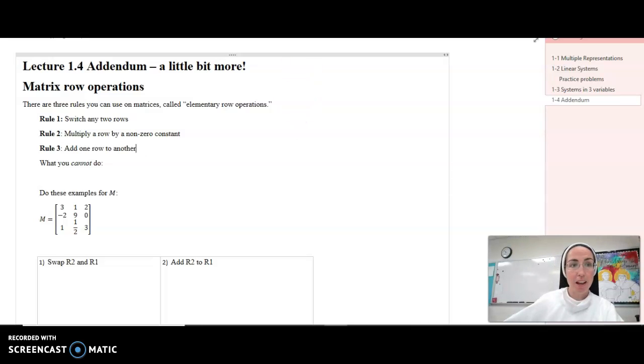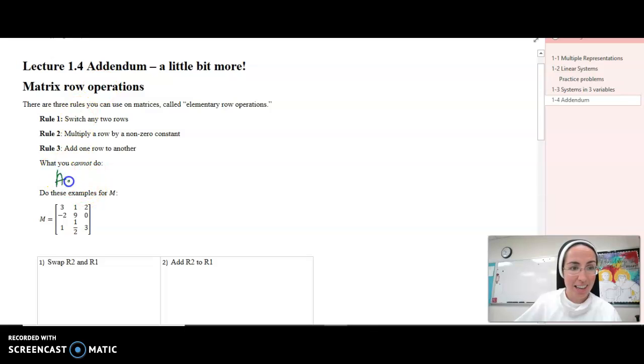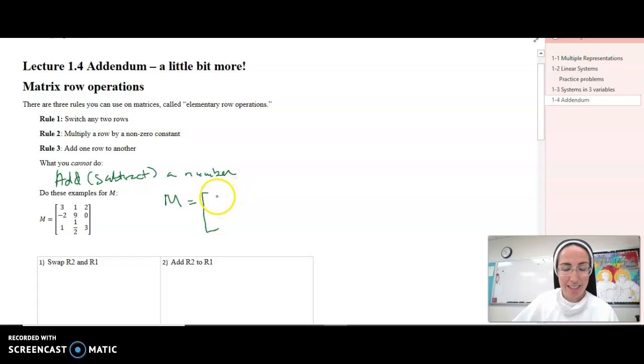The one thing that we may not do, and this was great because several of you asked if you could do it, is add a number to a row. So what we cannot do is add or subtract a number. For example, if I have this matrix M, I can't take the first row and say, let me just subtract 1 from each and get 2, 0, 1. Okay, that is what we cannot do.